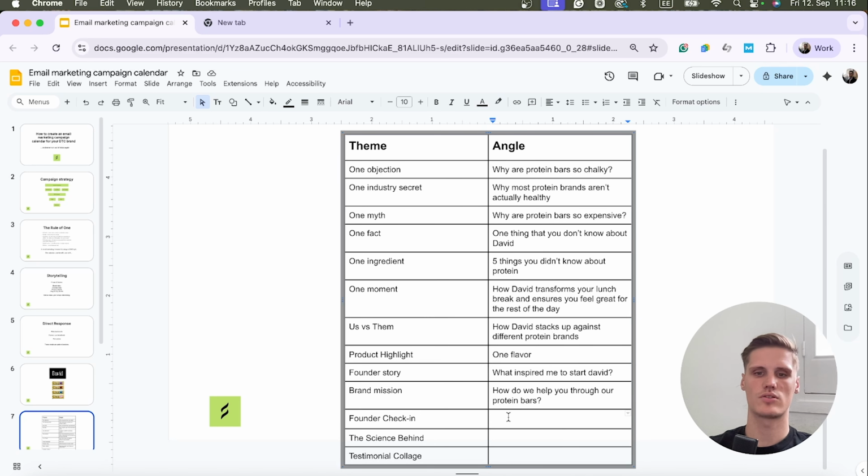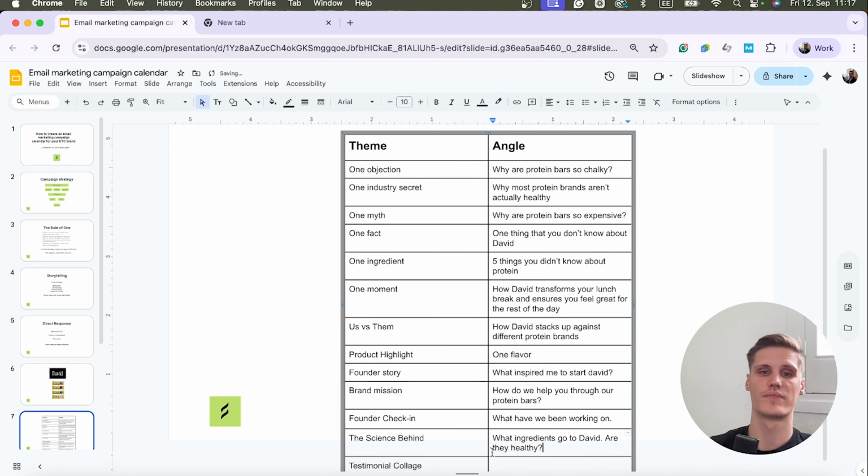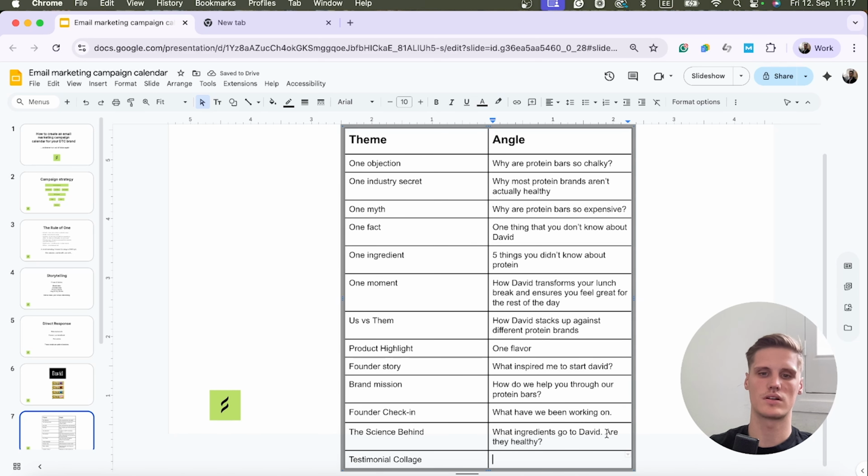Founder check-in. So what have we been working on? This can be a plain text email where you just talk about the behind the scenes. For example, are you working on a new flavor, just to make it human. And then the science behind. So what ingredients go into David? Are they healthy, for example? And then testimonial collage. So why people love David.